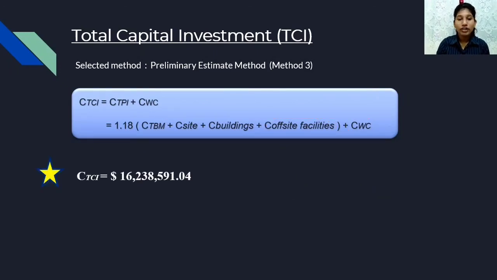By calculating all the values and inserting them in the equation, the total capital investment obtained is $16,238,591. That's all from us. Thank you.